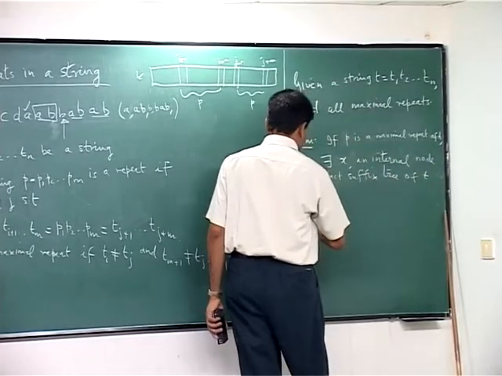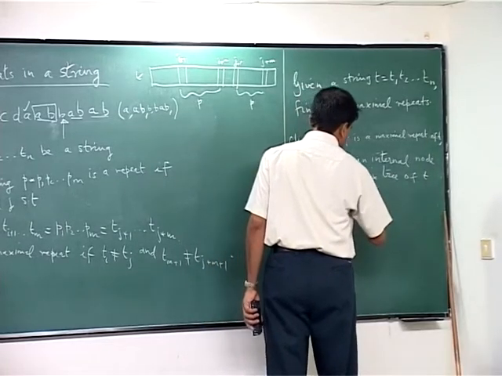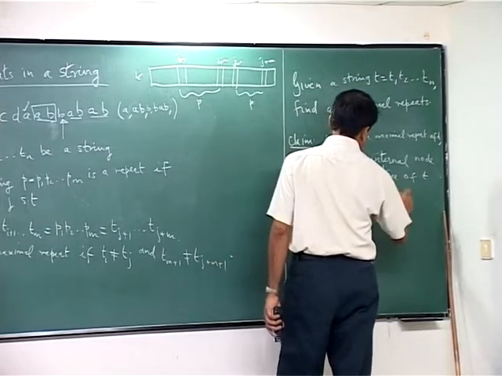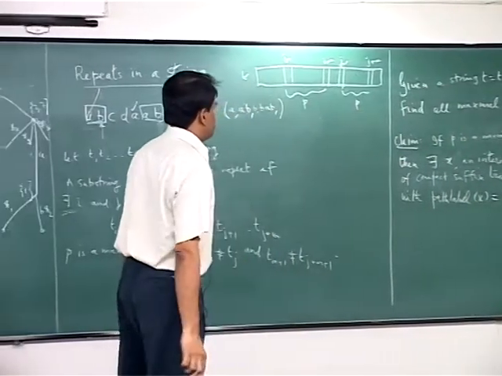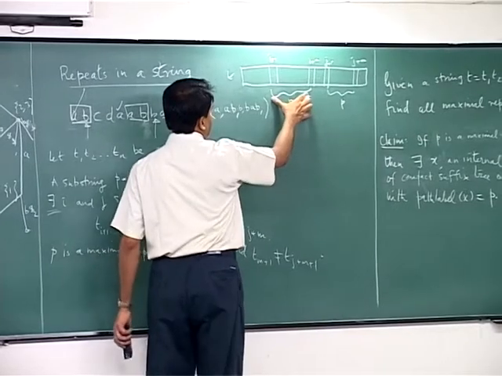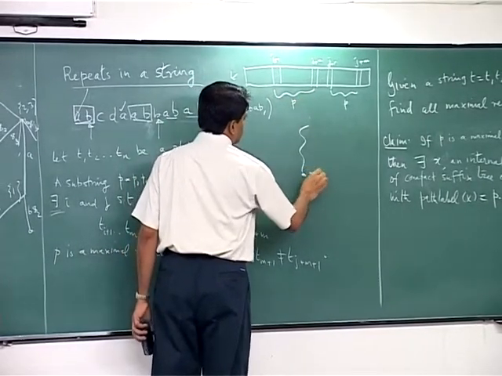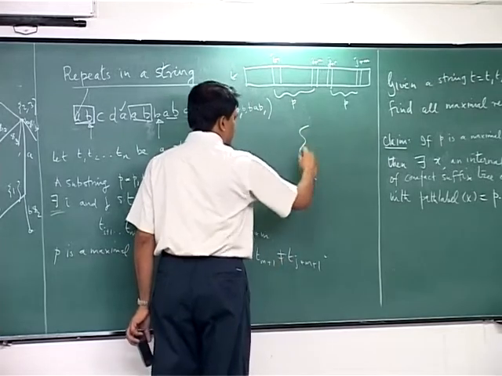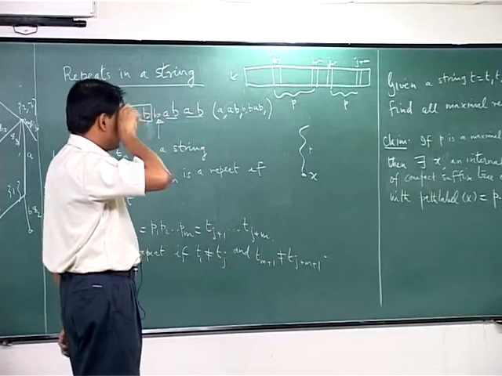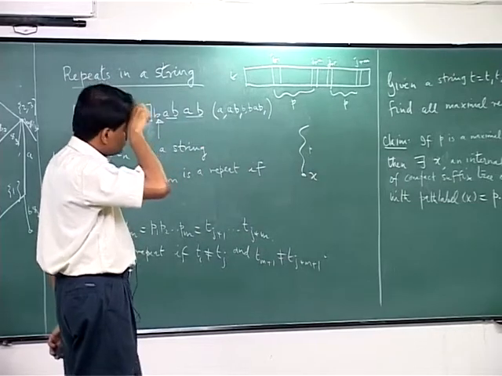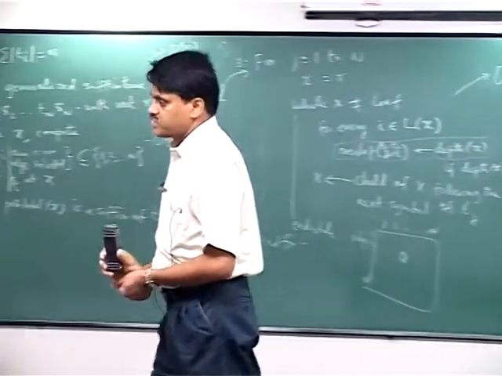So if you have a P which is a maximal repeat, then I claim that there is some node X in your compact suffix tree whose path label is actually P. And why is this?